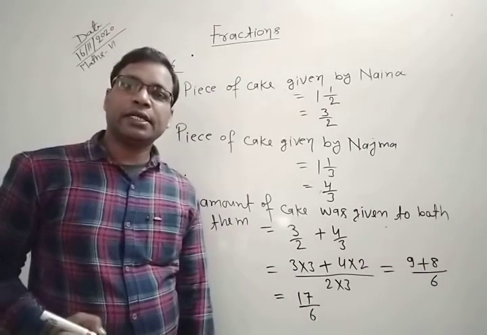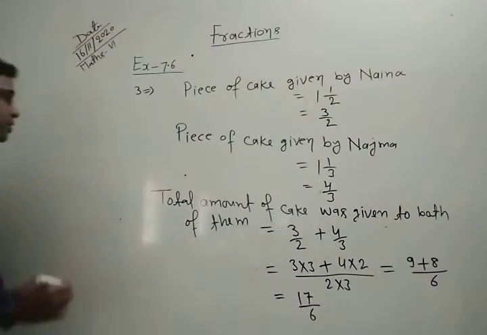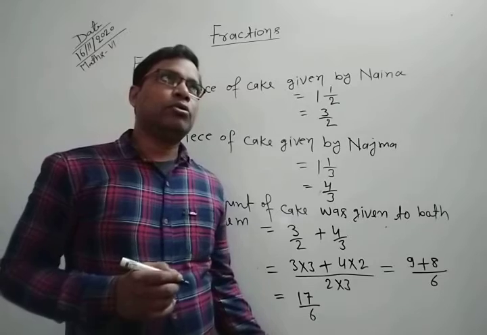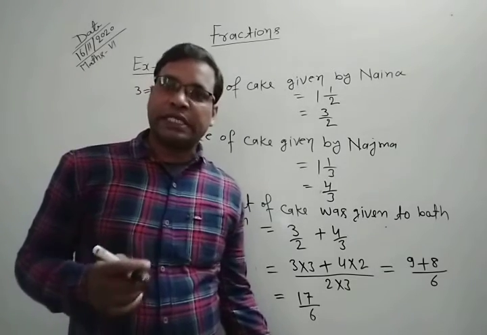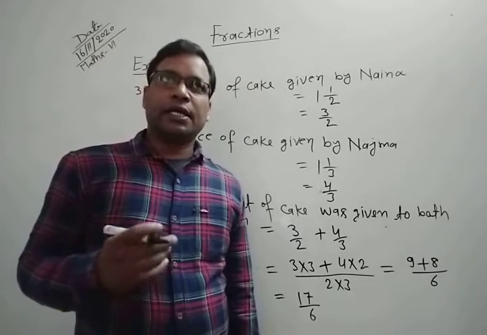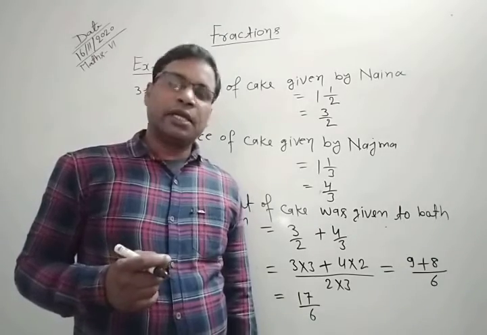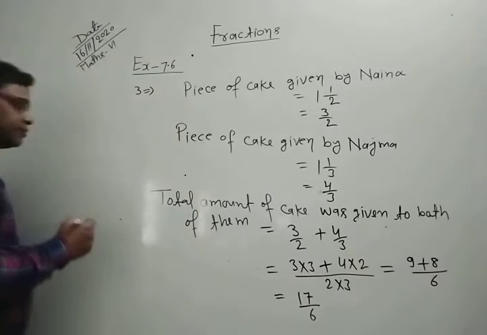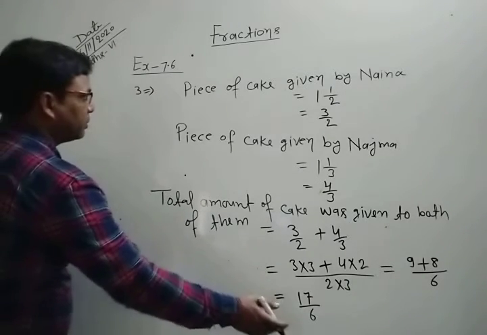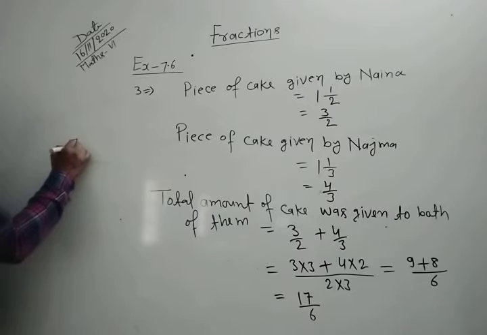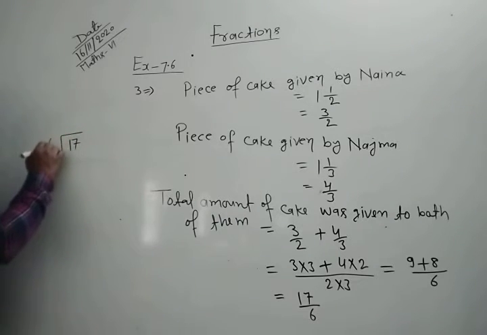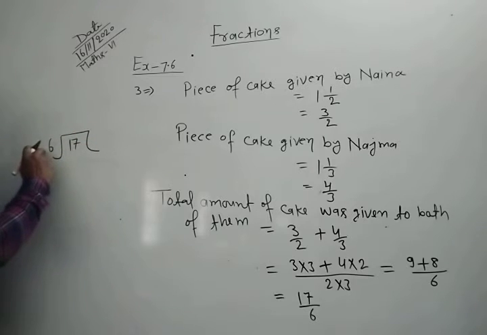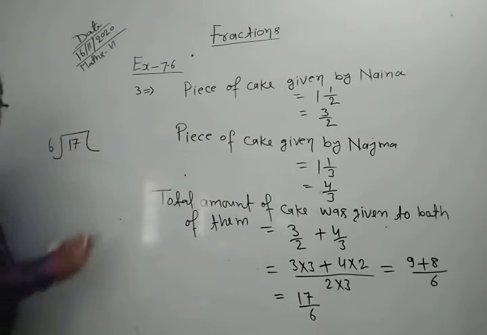You can also write it as a mixed fraction. For this, you divide the numerator by the denominator. The obtained quotient represents the whole number, the remainder represents the numerator, and the denominator always stays the same. Let's see how to solve this question. You write here 17 divided by 6. This is the divisor, this is the dividend, and here we have the quotient.